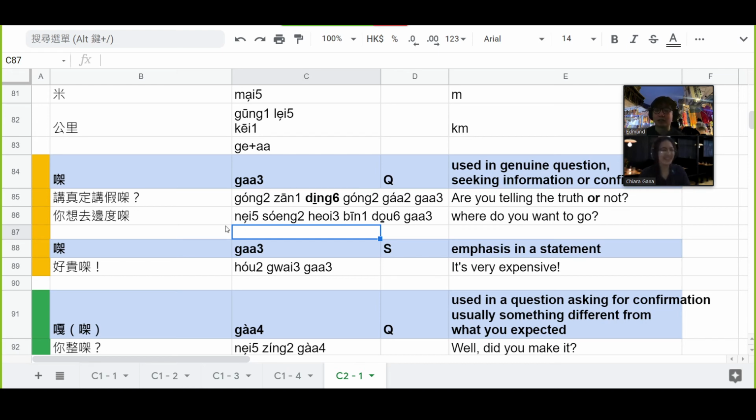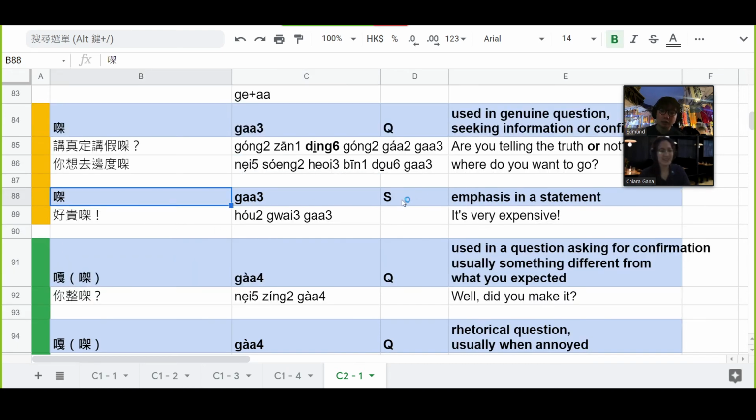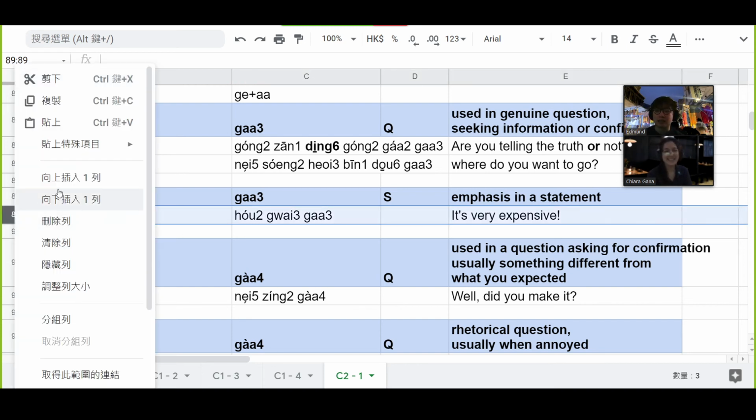你想去邊度? Okay, and you can use it in a statement also, just like you can add the third tone in a statement also. But this one usually you say to emphasize, or you want to persuade someone. So like 好貴㗎. 好貴㗎. So for example, someone says, this rubbish, we can throw it away. Then they say 好貴㗎, like that. 好貴㗎. Sounds like, oh my god.